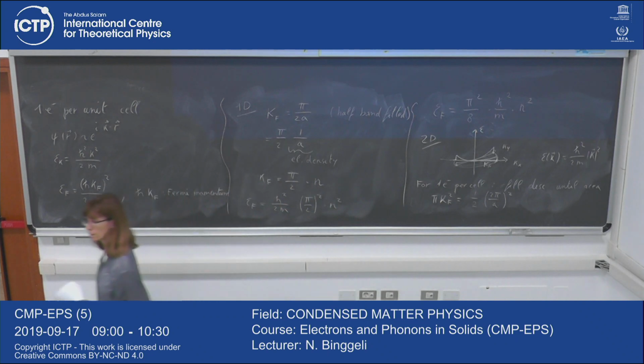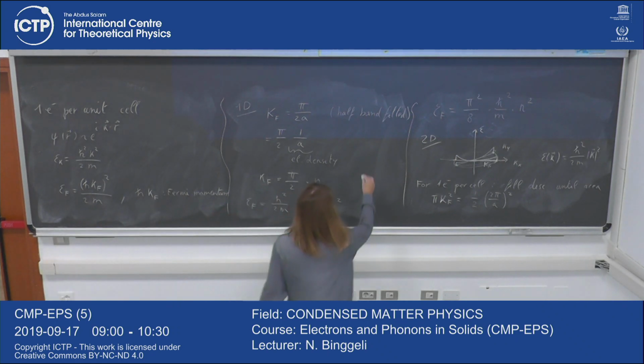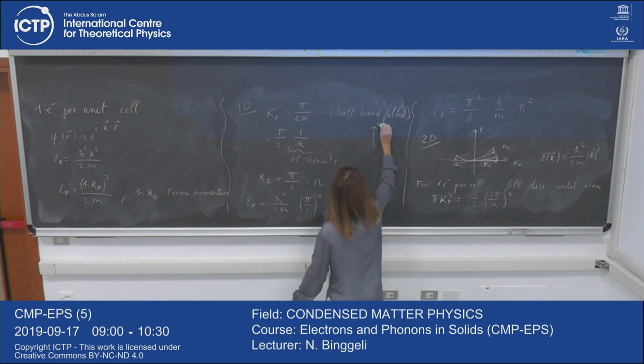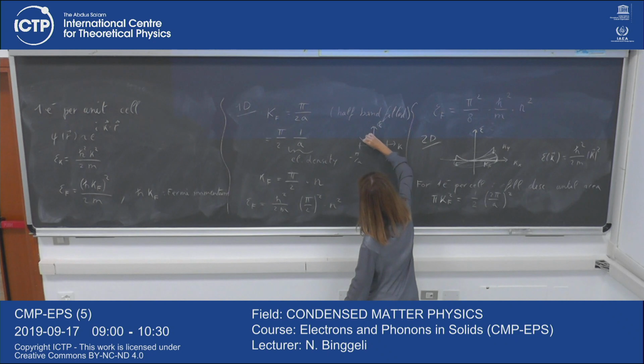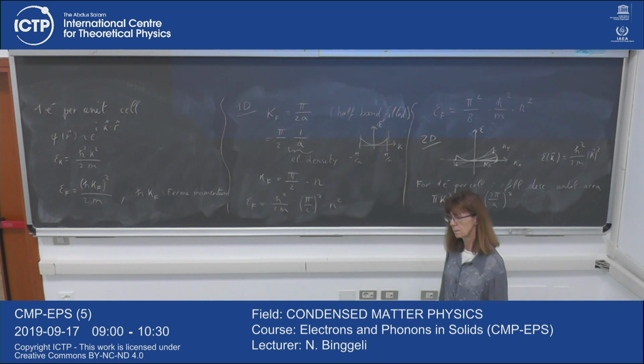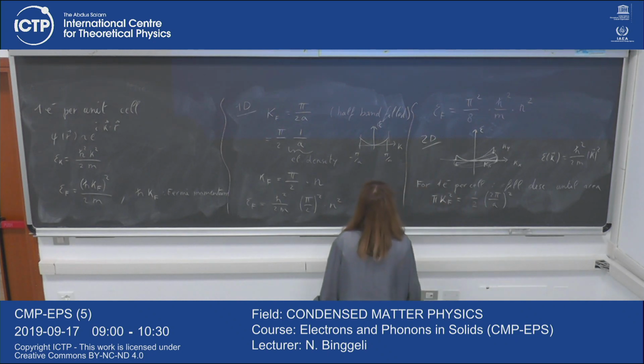Yes? In one dimension, why did we define Fermi momentum as pi over 2 divided by a? Where does the pi over 2 come from? It comes from the same condition. So in one dimension, you have your Brillouin zone here, from minus pi over a to pi over a. You have a parabola because we consider the free electron system. Yes, but in this case, can we define the Brillouin zone, because on the edges of the Brillouin zone, the derivative of the dispersion is not zero.